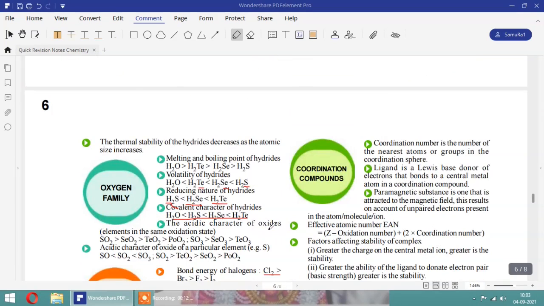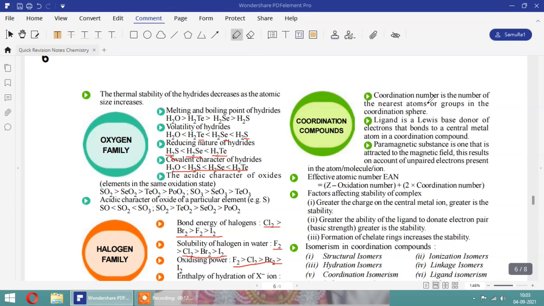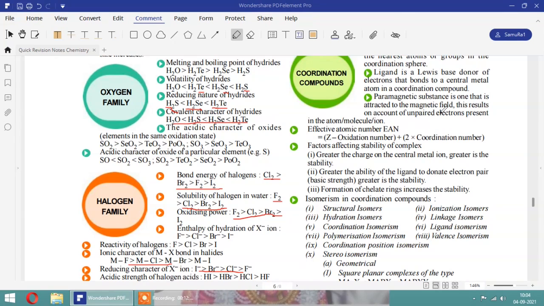In coordination compounds, the coordination number is the number of nearest atoms or groups in the coordination sphere. A ligand is a Lewis base, a donor of electrons that bonds to the central metal atom in a coordination compound. A paramagnetic substance is one that is attracted by a magnetic field. This results from unpaired electrons. If the complex has unpaired electrons, then it is paramagnetic. Effective atomic number is equal to Z minus oxidation number plus 2 times coordination number. You can calculate the effective atomic number using this formula.